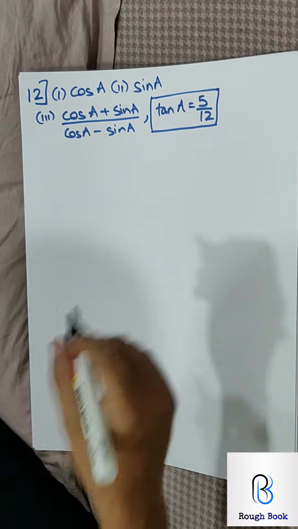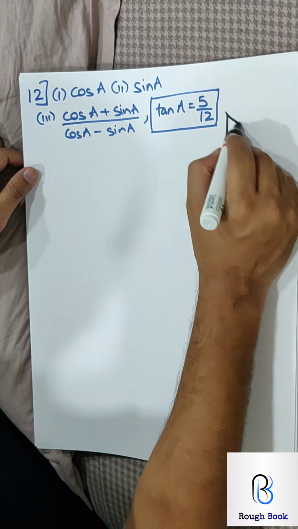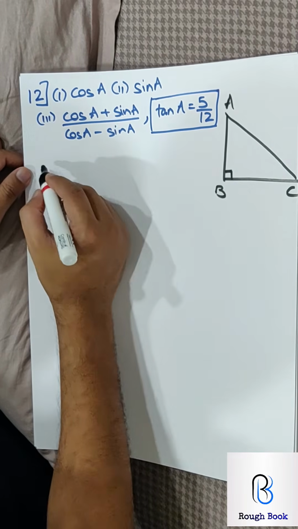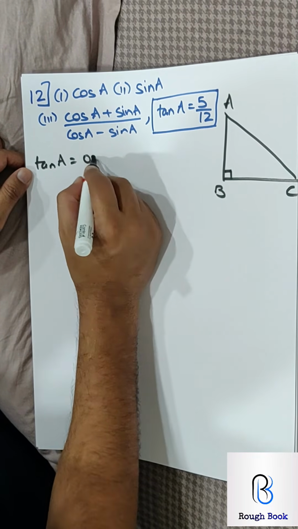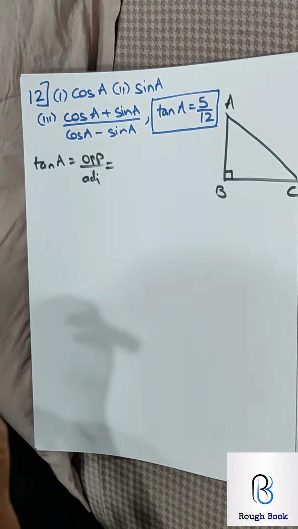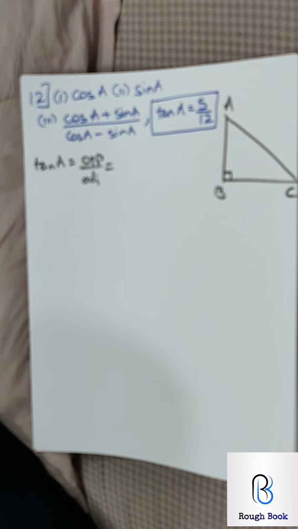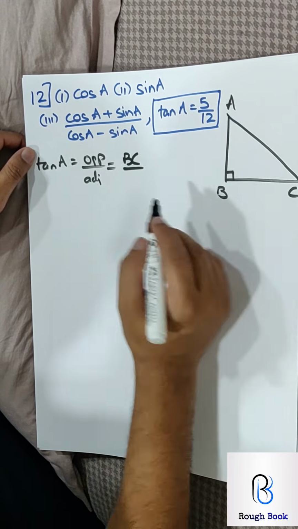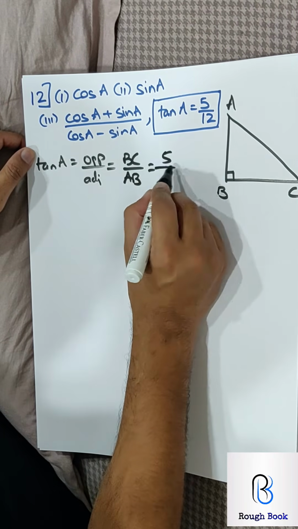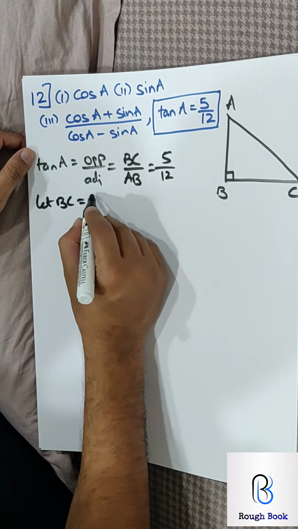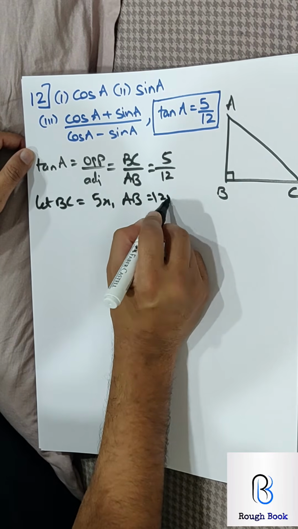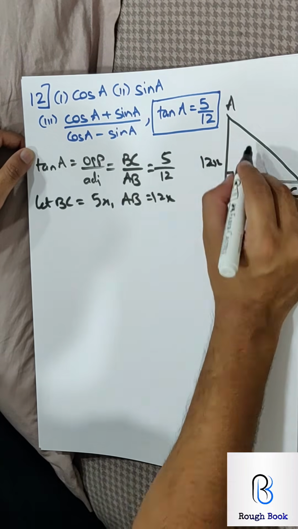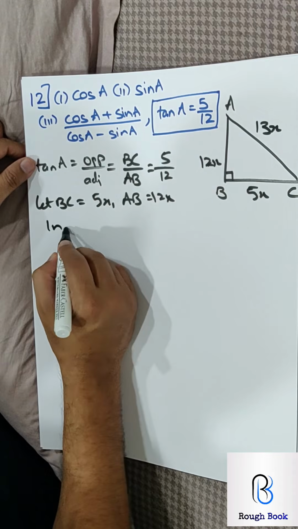Same type, nothing new. Tan A is given, so we take a triangle first. A, B, C with 90 degrees. So tan A, tan is opposite upon adjacent. So what is my opposite, what is my adjacent? Let's work it out. Opposite for A is BC and adjacent is AB. So that becomes 5 by 12. So let BC become 5x and AB become 12x. Come on, tell me what will be this triplet? 13x. Shabash.